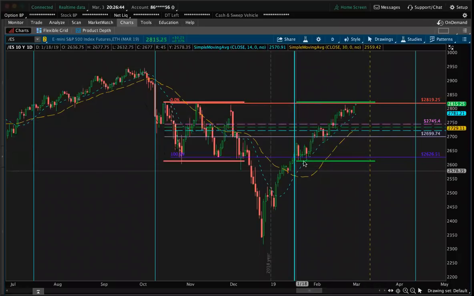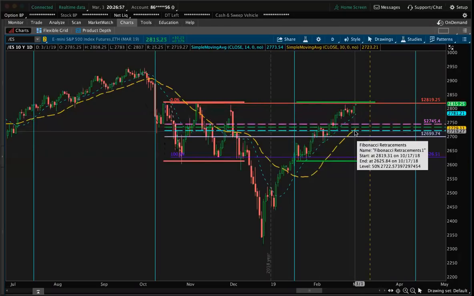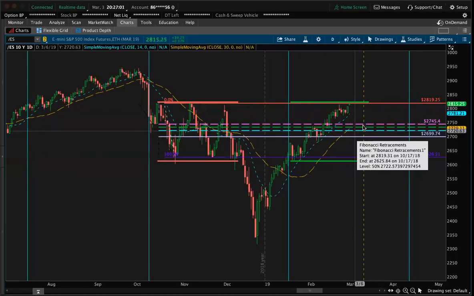So here we bounced off the 14 SMA, we bounced off the 14 SMA, and then here we're going to bounce off the 14 SMA. And when we bounce off the 14 SMA one more time, we're going to break it and we're going to test the 30 SMA. The 30 SMA rises as price goes on and as the days go on.